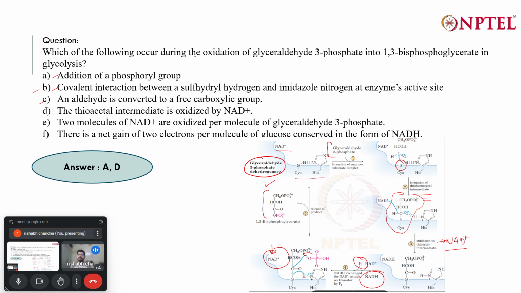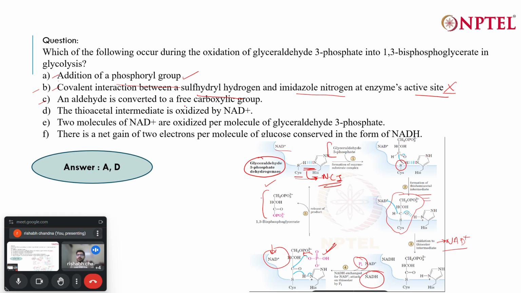So first, what happens? Addition of a phosphoryl group. So yes, because here inorganic phosphate is added, that's why it is 1,3-bisphosphoglycerate. Okay, then covalent interaction between a sulfhydryl hydrogen and an imidazole nitrogen in an enzyme's active site. So no, this is not a covalent interaction. Basically, this might be a non-covalent interaction that happens between the cysteine and histidine. Okay, so this option is false.